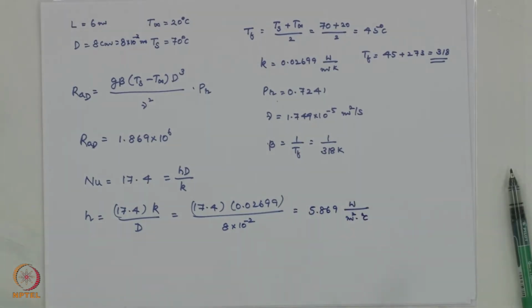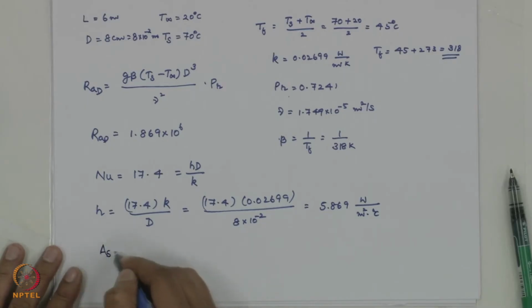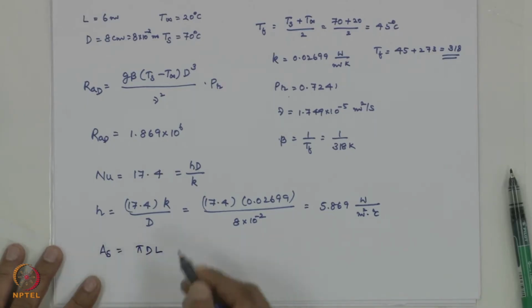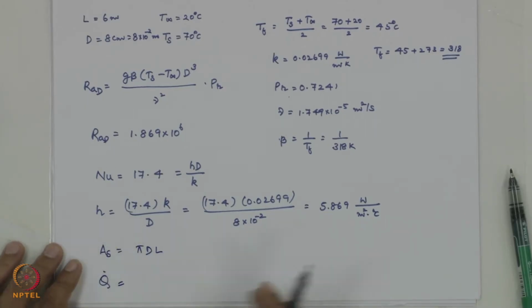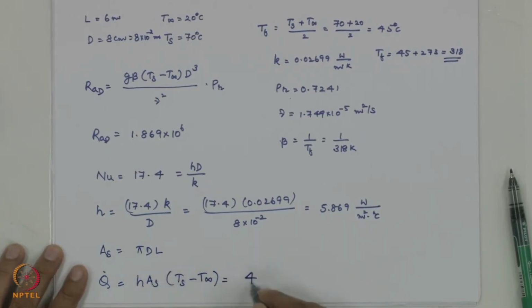Please notice, most of the times if nothing is given for natural convection, we take h as 10. That is typically why we take 10, because it is around that. So you take surface area pi D L, you can calculate the surface area. Q dot equals h A_s times Ts minus T infinity. You are going to get this as 443 watts.